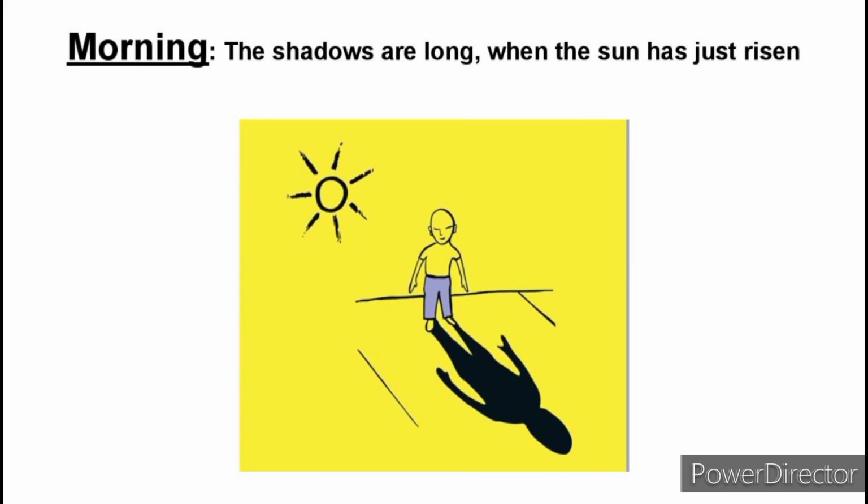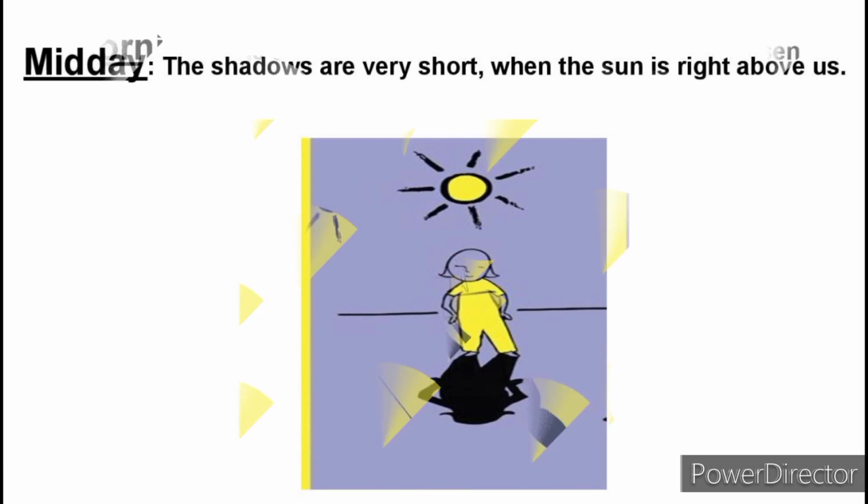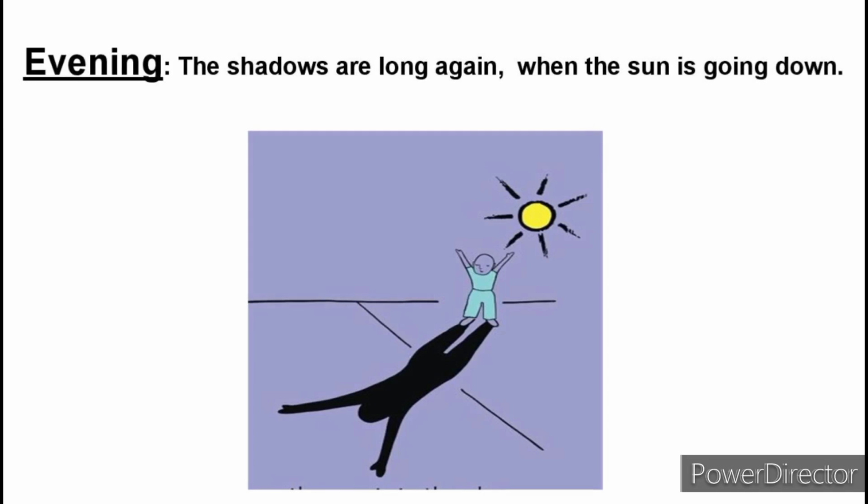Look at this. The shadows are long when the sun has just risen. During midday, the shadows are very short when the sun is right above us. And in the evening time, the shadows are long again when the sun is going down.